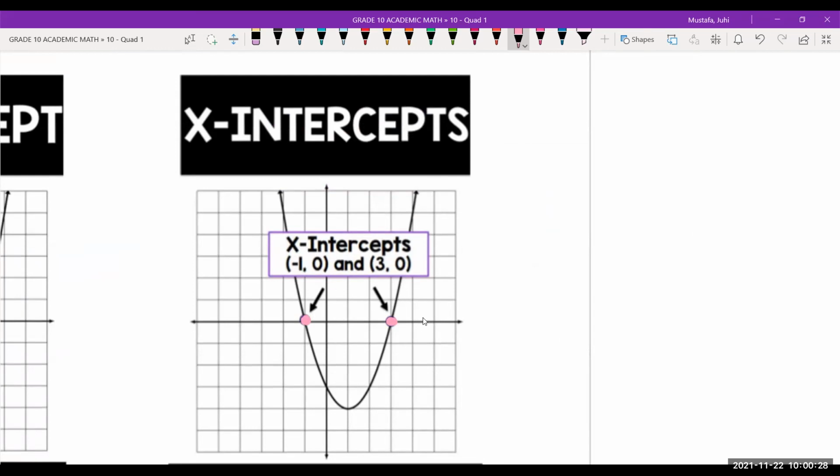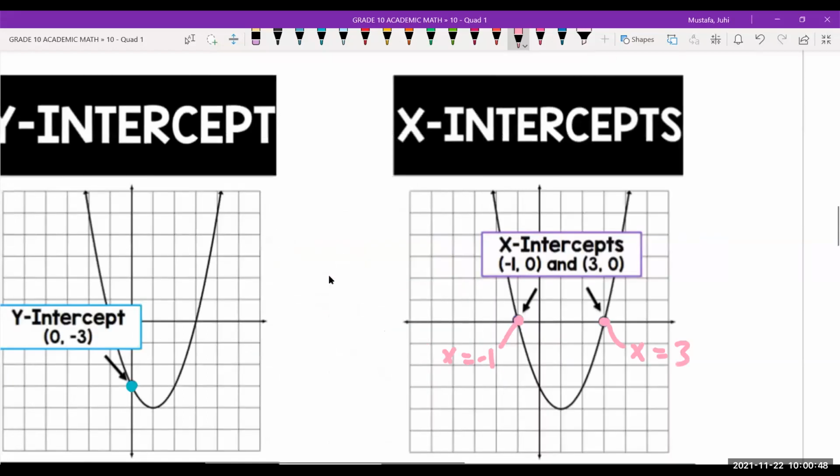How do you write down the x-intercepts? Well, you can just write down the coordinates like over here, -1, 0, or 3, 0. Or sometimes you may see it written as x is equal to 3 and x is equal to -1. That's talking about the roots, which we're going to get to in a later lesson. For now, you can just write it as coordinates.